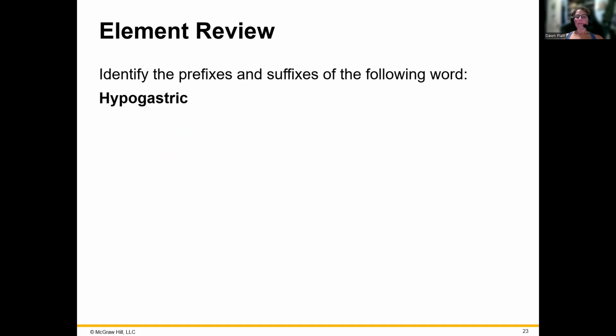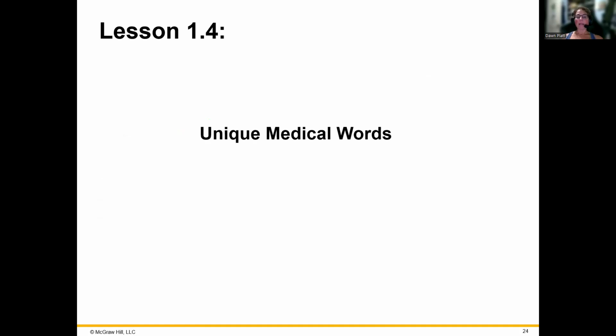So now we have a review. Let's take a look at this word, hypogastric. What word components do we have in here? Well, we have all word components. We have a prefix, a root word, and a suffix. The prefix hypo means below, gaster means stomach, and ic is the suffix. Ic means pertaining to, so below the stomach. And that's how we read it. We start at the end and then read to the beginning.